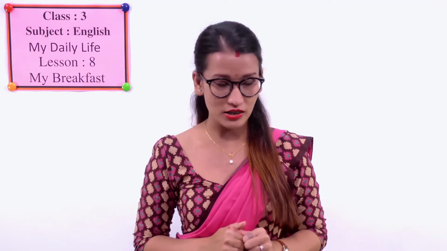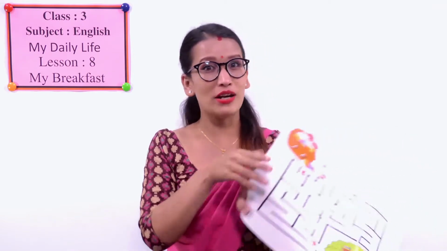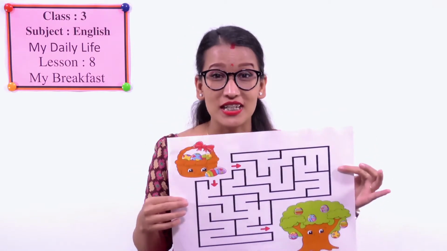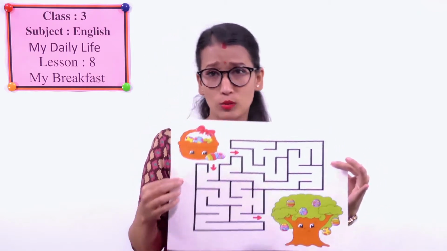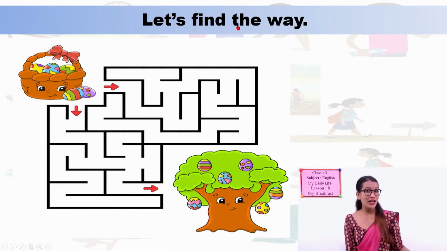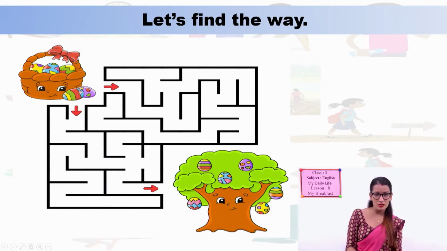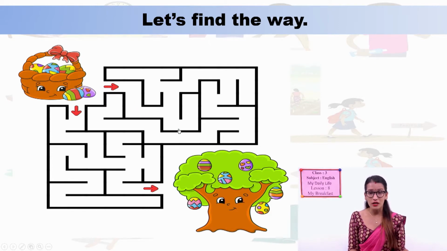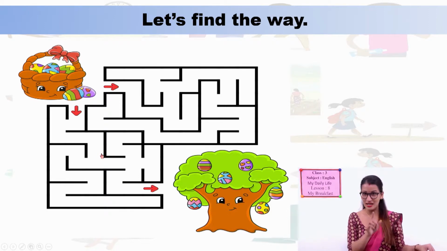Yes, action words. Now today we are going to start our class with this activity. What is this? We don't know. Let's see here at first, okay? Let's find the way. Where should we go? Here, we should reach the tree. And which way should we go? Here or here? This way? We don't know. So let's find out.